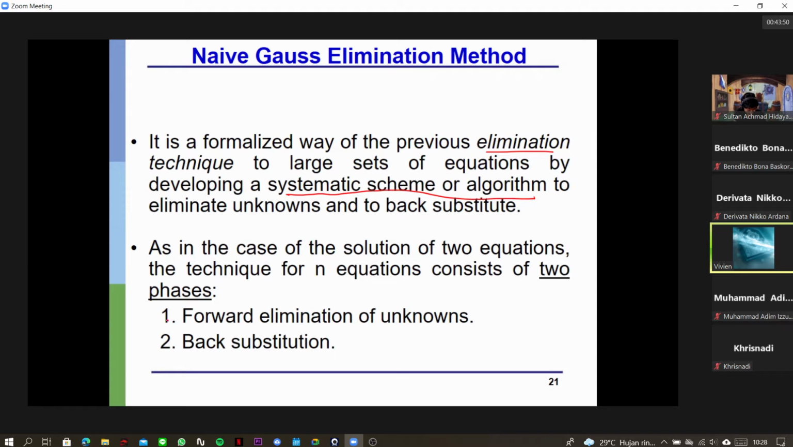The method consists of two stages. The first one is forward elimination, so that we eliminate all the variables until we have only one variable left, so that we can solve for that one variable. And then once we have that variable, we do backward substitution: we insert it back into the previous equations that we have to find the other unknowns.